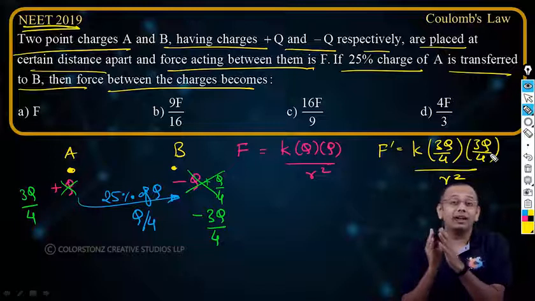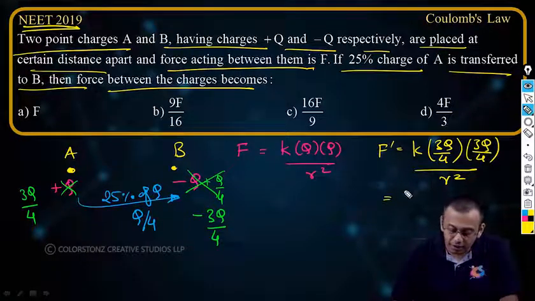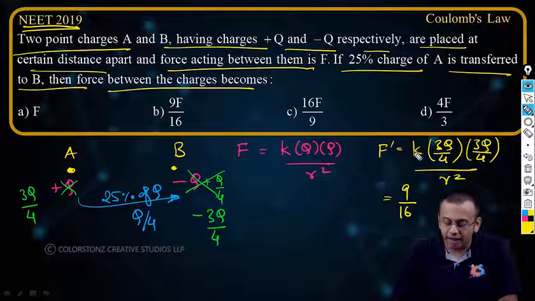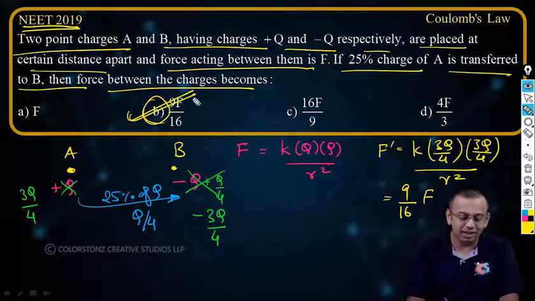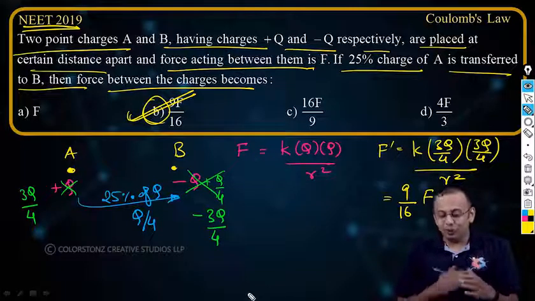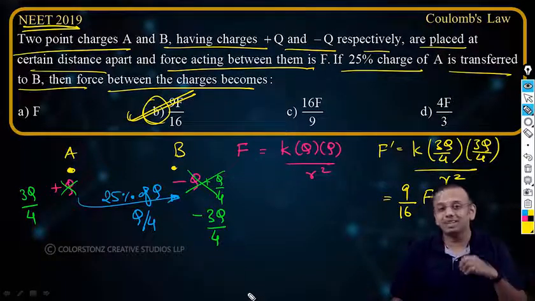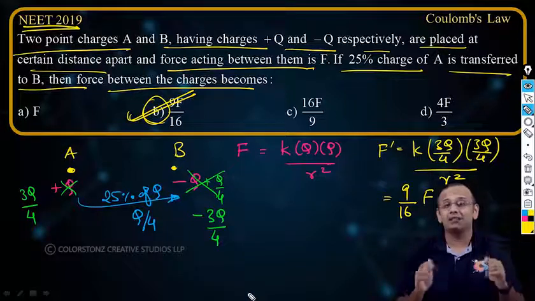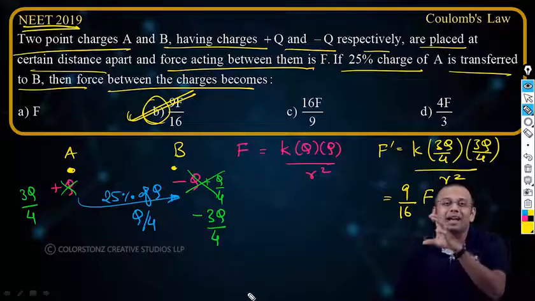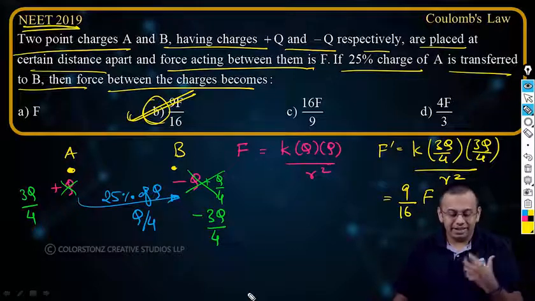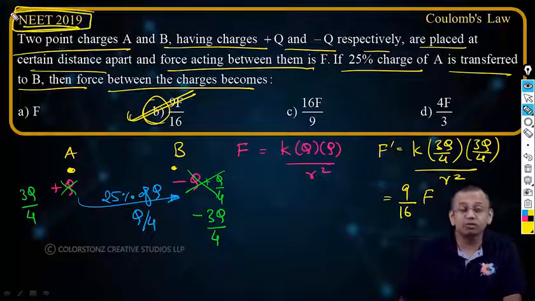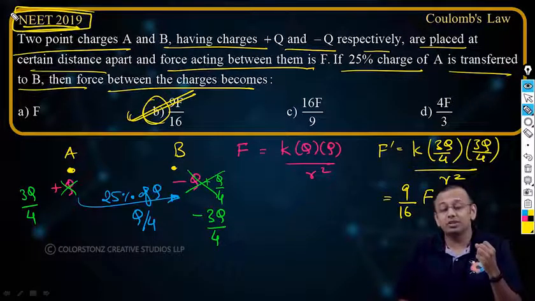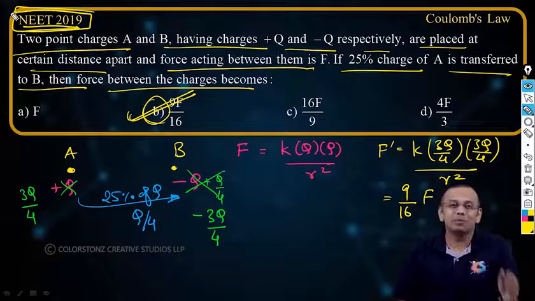So we have two extra factors of 3 by 4, 3 by 4, which will become 9 by 16, and KQ square by R square will simply be the original force F. And that is why our answer will be option B, 9F by 16. So the force has reduced, it has become 9 by 16 F because the charges have reduced. Whatever was taken from A has been sent to B, right? So you can see it's an easy question, but it was asked recently in NEET 2019. So this type of questions can be asked, even though easy, in competitive exams.